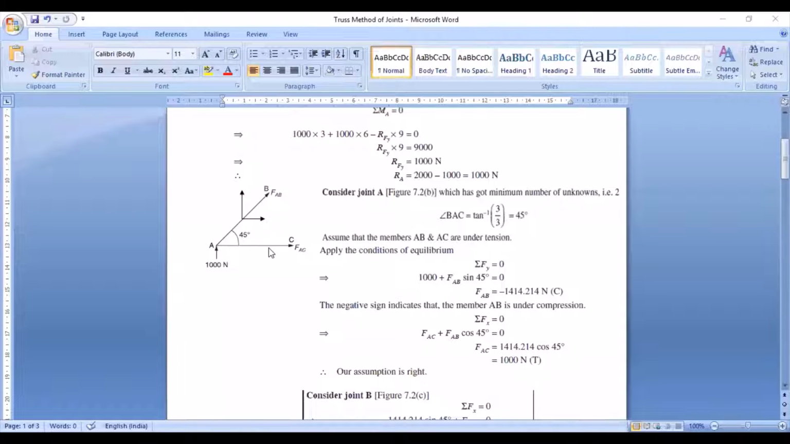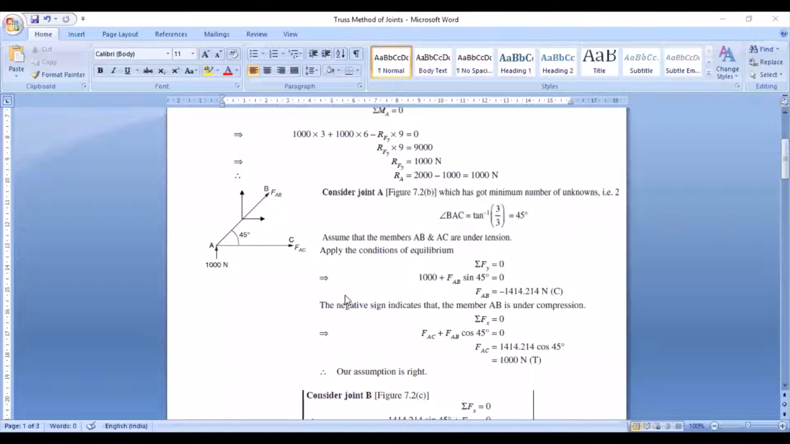So we have studied in assumptions also that a member is subjected to two types of forces, either compression or tension. So if the arrow is towards the joint, it is compression. If the arrow is away from the joint, it is tension. So you keep that thing in mind. Okay, good. So now you have calculated two member forces. AC is known, AB is known. AB is what? 1414.214, towards A it is arrow. Whereas for AC it is 1000 Newton. Good. So two member forces are known to you now.